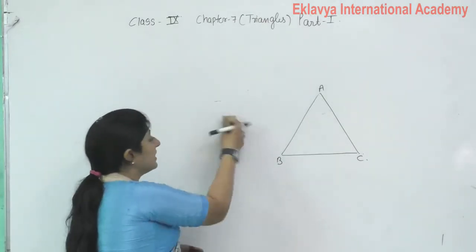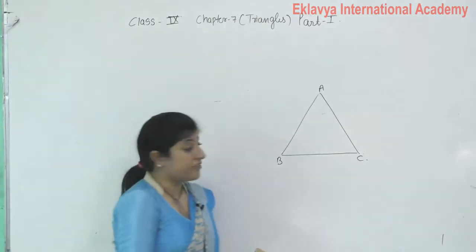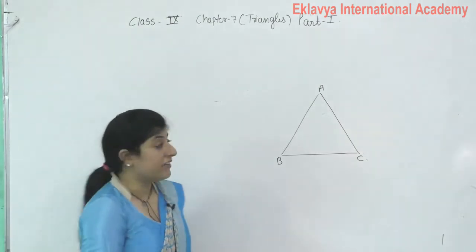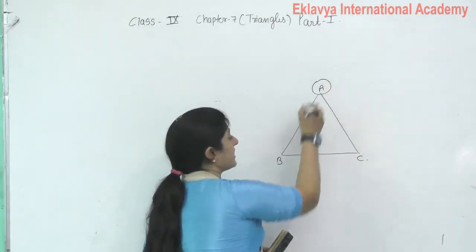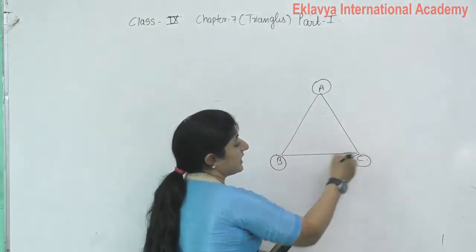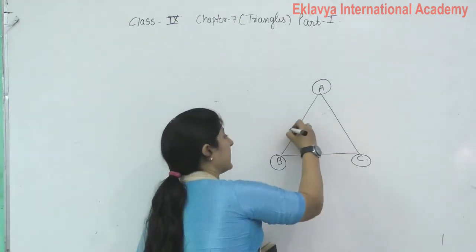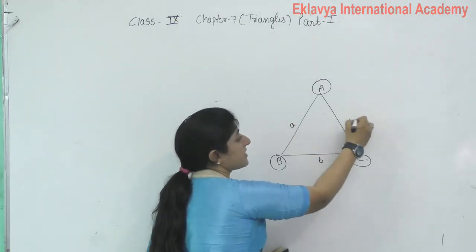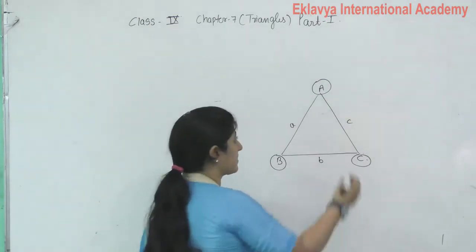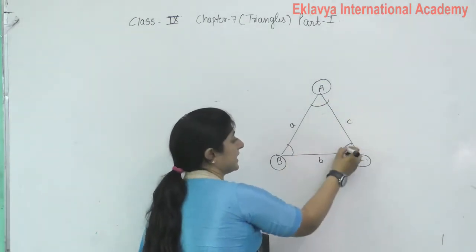A triangle is a closed figure with 3 vertices, 3 sides and 3 angles.